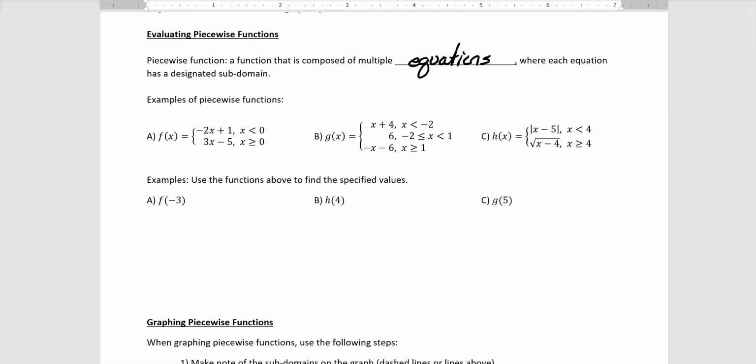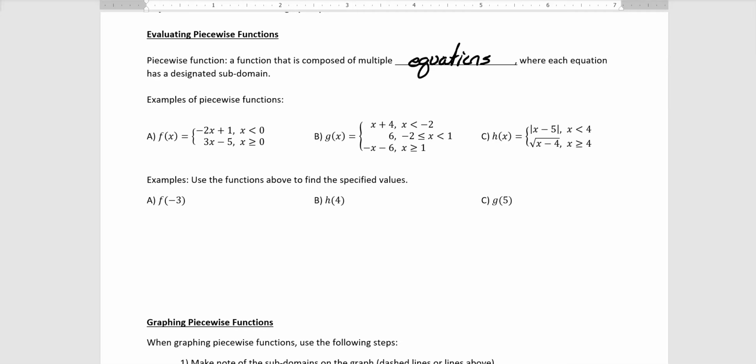Looking at our example of a piecewise function, letter A here: f of x equals negative 2x plus 1 when x is less than 0. So if my input is less than 0, I use this equation. 3x minus 5 if x is greater than or equal to 0. So if my input is greater than or equal to 0, I use this equation.